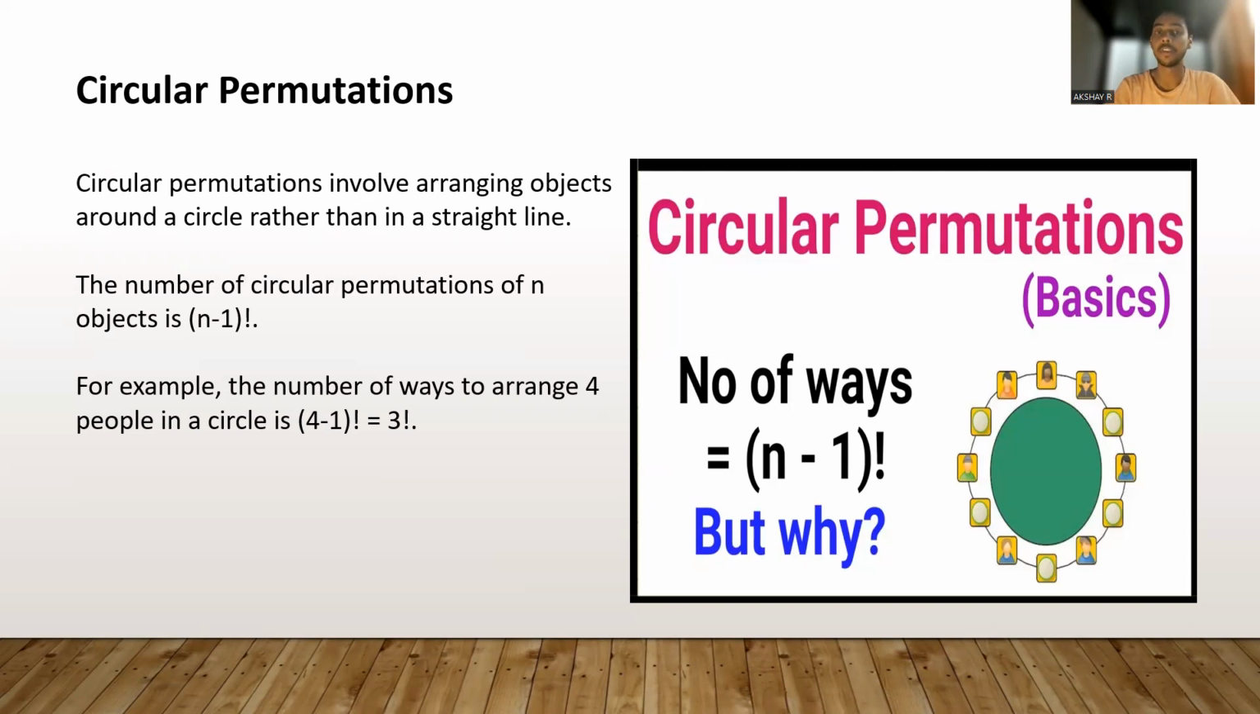For example, the number of ways to arrange 4 people in a circle is 4 minus 1, that is 3 factorial, which is the answer. This is what we are learning in circular permutation. One of the best images I have placed here.